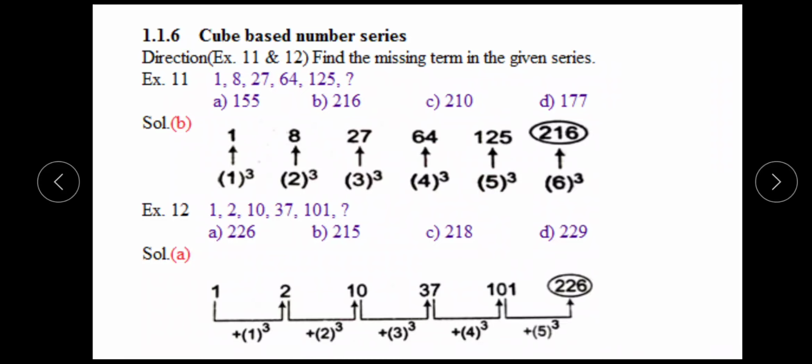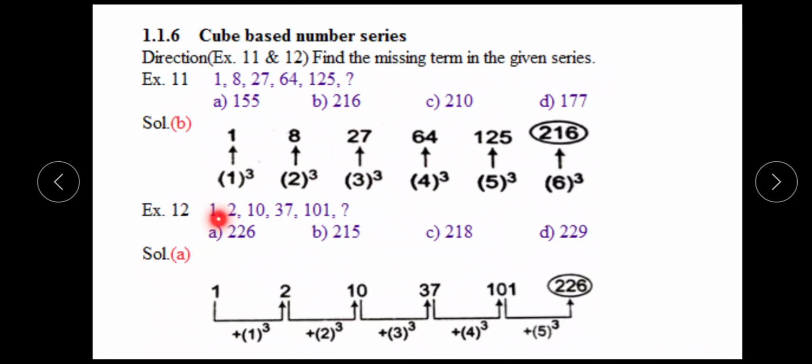It means the next value will be the cube of 6. The cube of 6 is 216. The next question is 1, 2, 10, 37, 101, question mark.